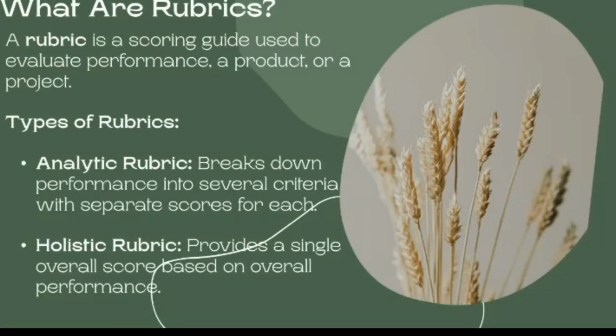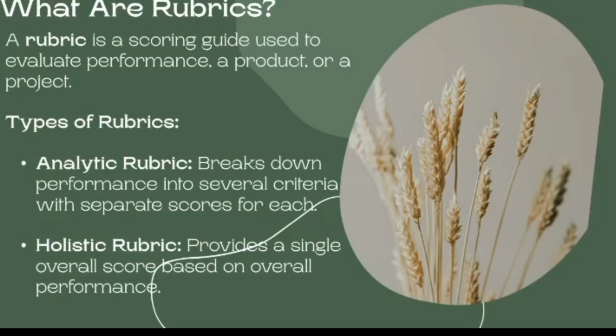What are rubrics? A rubric is a scoring guide used to evaluate performance, a product, or a project. Rubrics are scoring tools or guides used by teachers to assess a student's performance on a task, project, or assignment. It clearly outlines what is expected and how the performance will be judged. Rubrics help make grading more consistent, transparent, and objective.